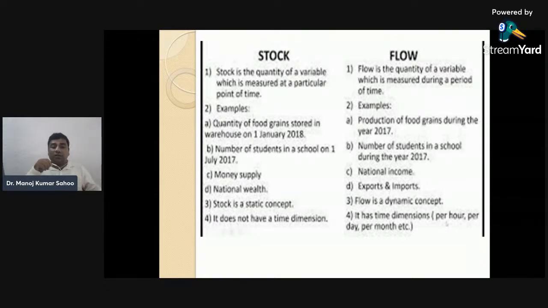Stock is a static concept, flow is a dynamic or changeable concept. And if you evaluate further, stock does not have a time mention, but flow has a time mention, per hour, per day, per month. So this is the difference between the stock concept and the flow concept.